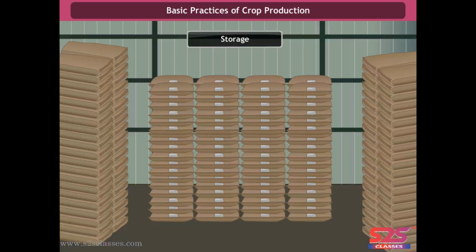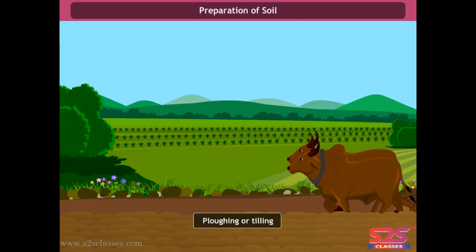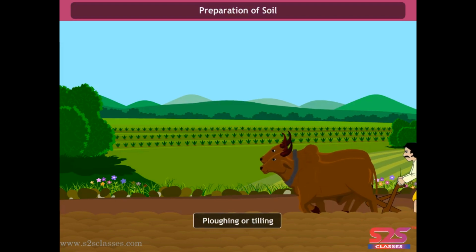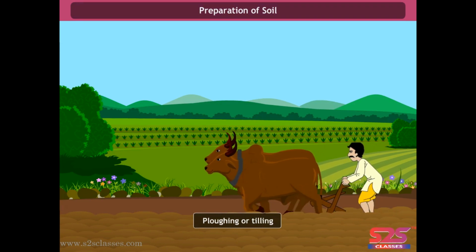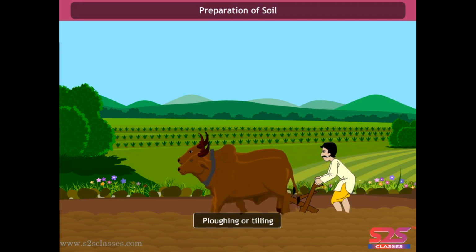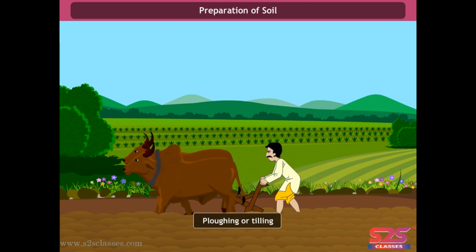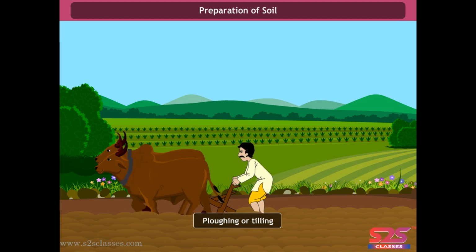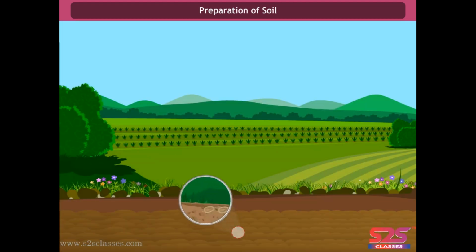Storage. Preparation of soil. Before crops are planted, the soil must be prepared. It is done by turning and loosening the soil, and this process is known as ploughing or tilling. Ploughing facilitates easy root penetration of seedlings into the soil. It aerates the soil, thus the roots can breathe easily.